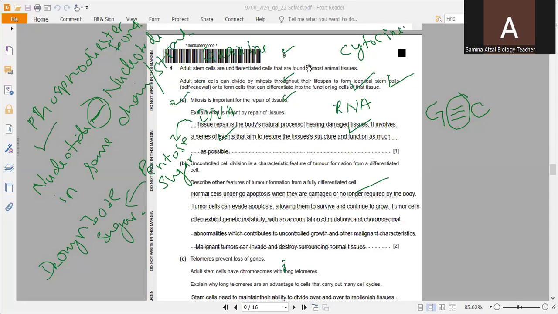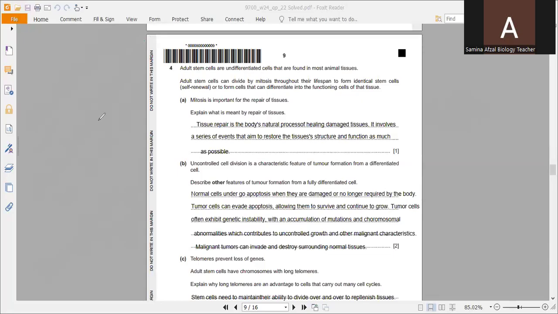Now, question number 4. Adult stem cells are undifferentiated cells that are found in most animal tissues. Adult stem cells can divide by mitosis throughout their lifespan to form identical stem cells, self-renewal, or to form cells that can differentiate into the functioning cells of the tissue. Mitosis is important for the repair of tissues. So explain what is meant by repair of tissue.